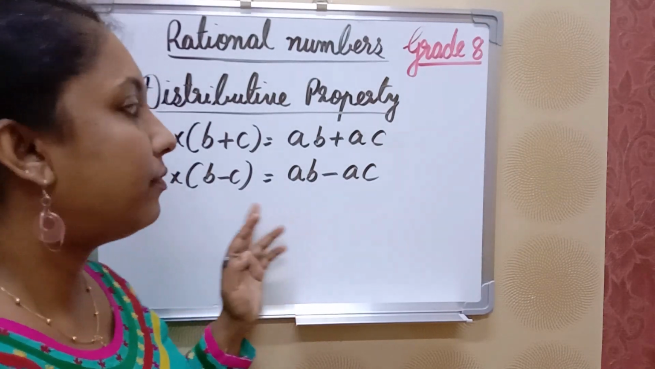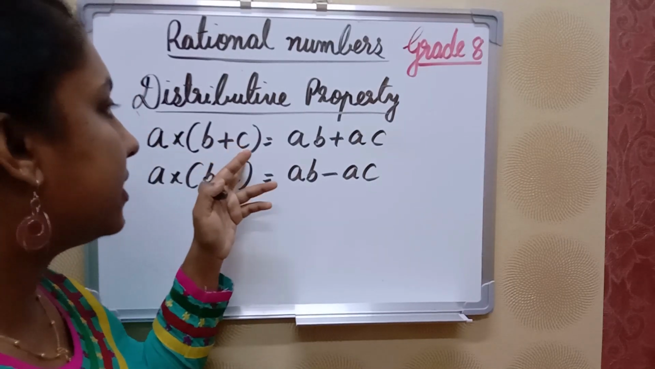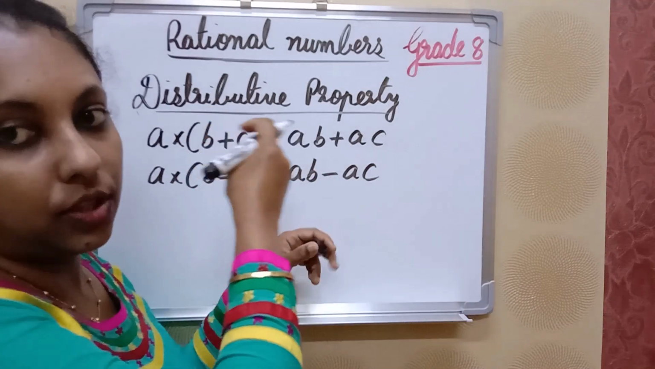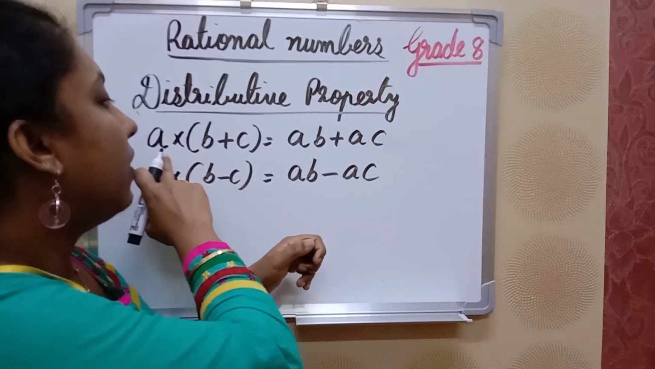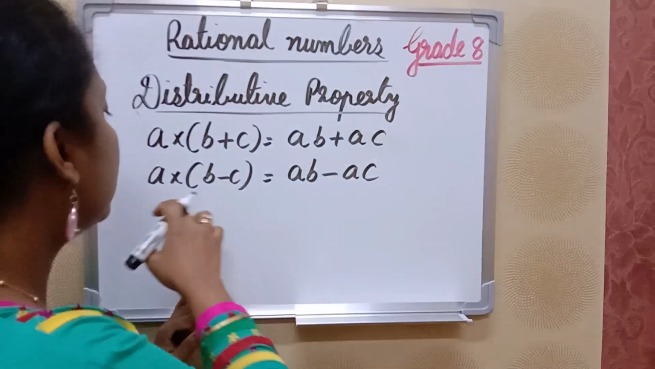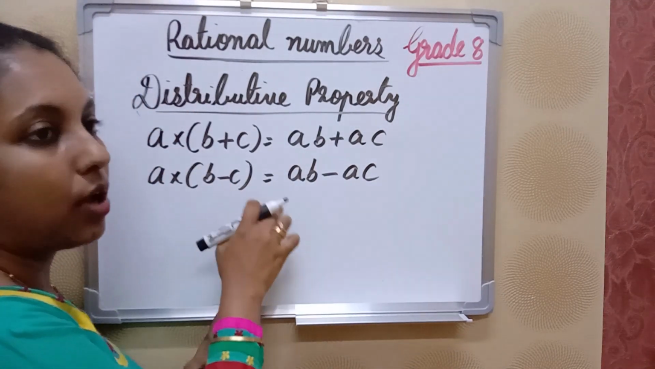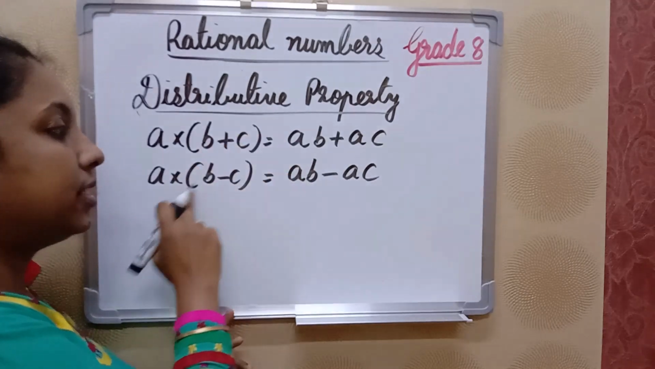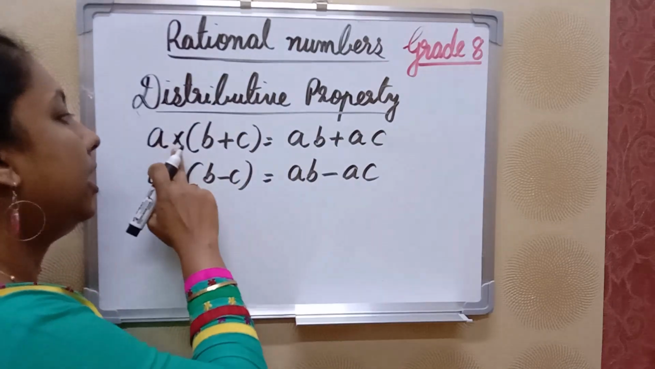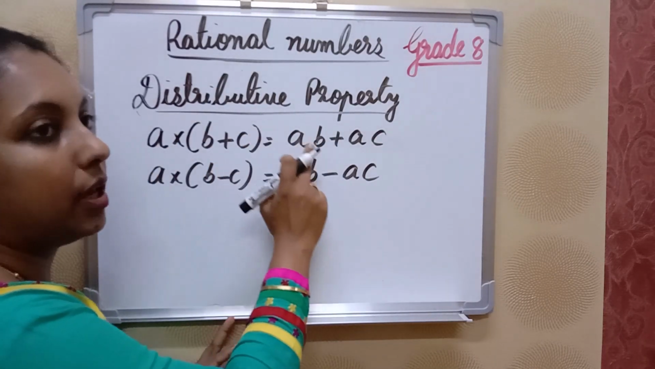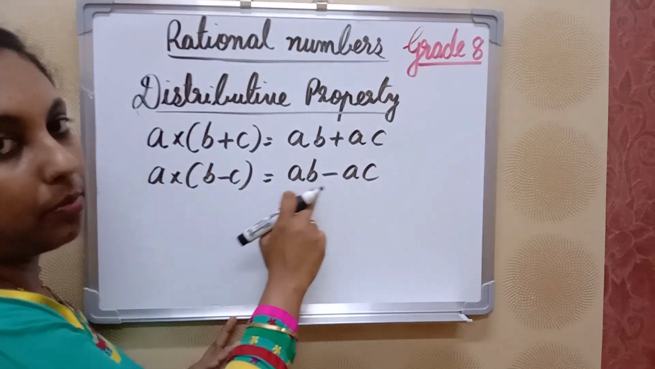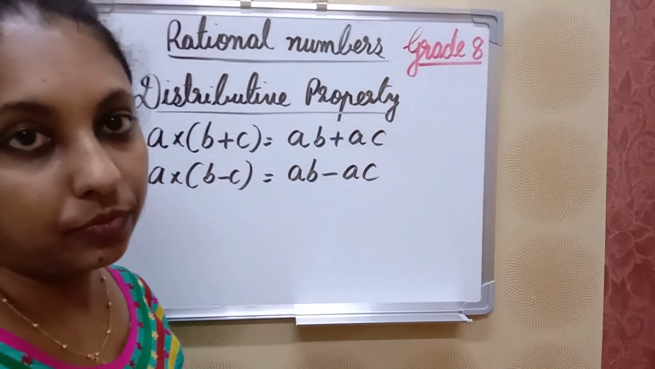So children, you have to check a × (b + c) is equal to ab + ac. You can put any three rational numbers in the values a, b and c. Then you can check. Then this also, a × (b - c), you have to check at home whether it is equal or not. That is LHS equal to RHS. a × (b + c) is equal to ab + ac and a × (b - c) is equal to ab - ac, you will get.